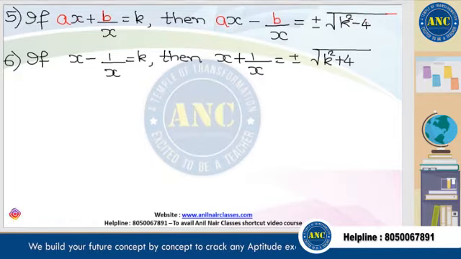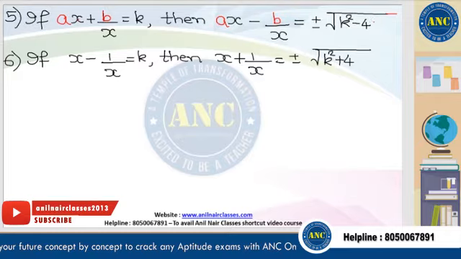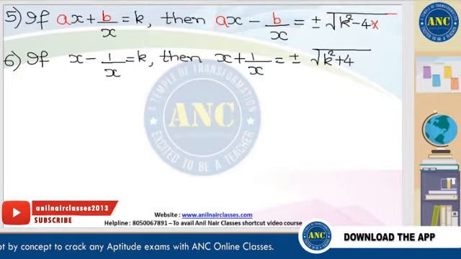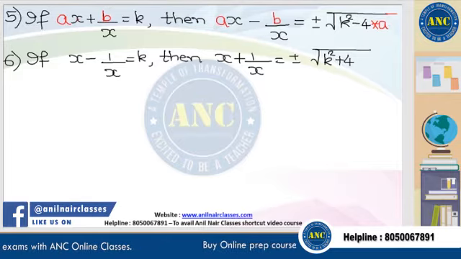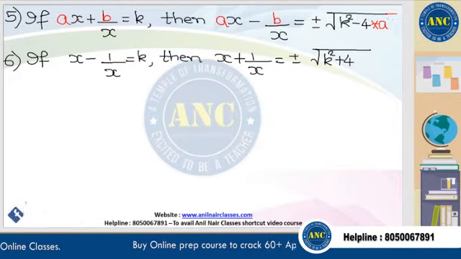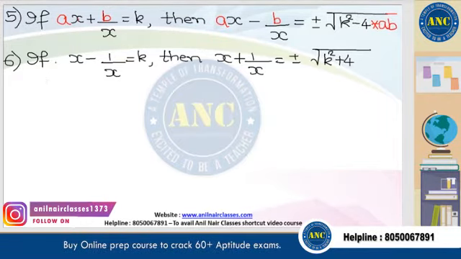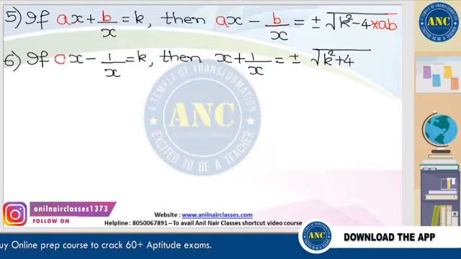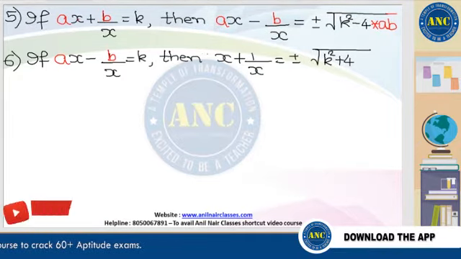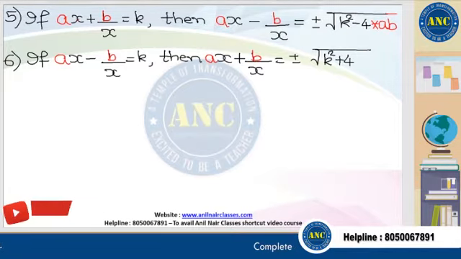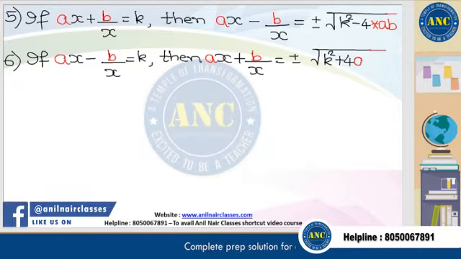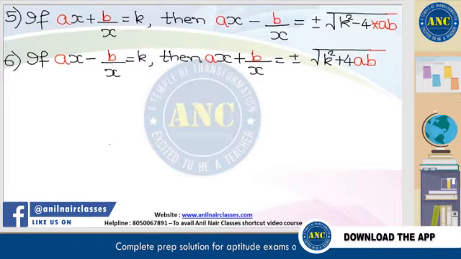Instead of just writing k square minus 4 inside the square root, for this 4 I will multiply the coefficient of x, that is a, and the coefficient of 1 by x, that is b. Similarly, your sixth notation: if ax minus b by x is equal to k, then ax plus b by x will be equal to plus or minus square root of k square plus 4ab.